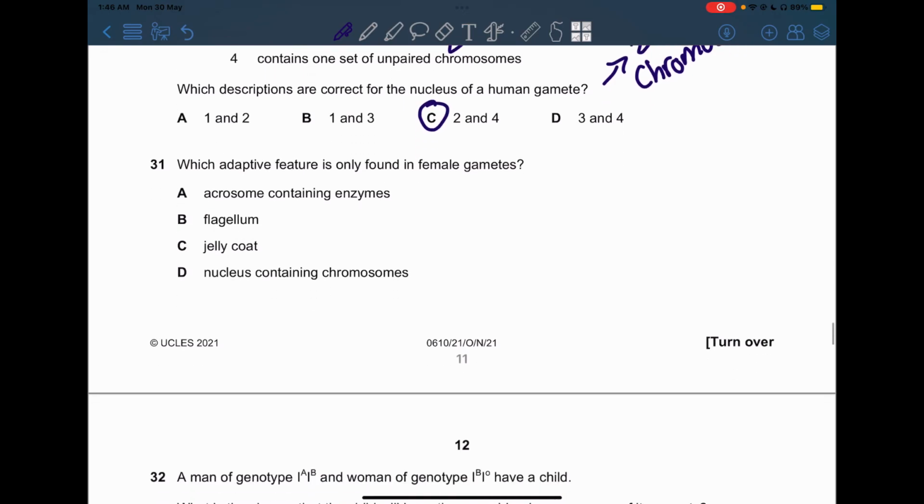Now 31, which adaptive feature is only found in the female gametes? Acrosome is actually for the sperm, so this is completely irrelevant. Flagella is in the sperm as well. Jelly coat, yes. And the nucleus containing chromosomes is in both, not just in the sperm or in the ovum.